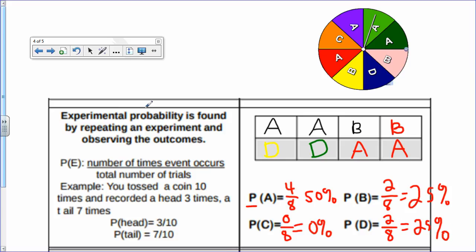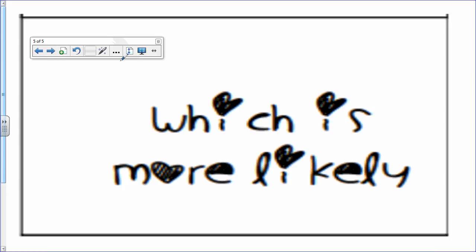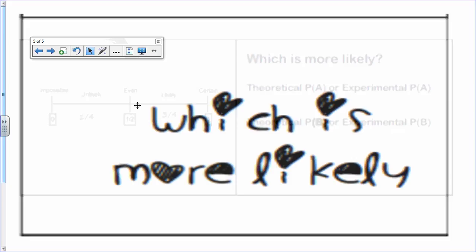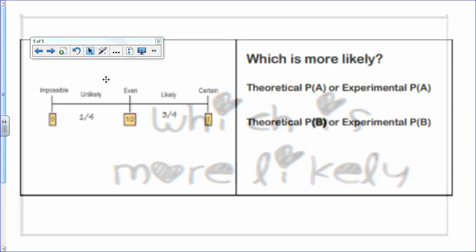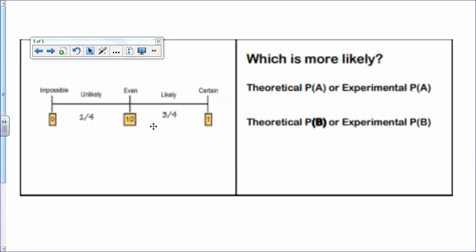So now let's compare the likelihood. So which one is more likely to occur? Okay, so that's done on our scale. Notice it even gives us values. This is important to realize. So something that's impossible, couldn't happen, is 0%. Unlikely, it's got to be between 0 and 1/2. Even, exactly 1/2. Sometimes we say as likely as not likely. Likely, between 1/2 and 1, and 100% is certain.